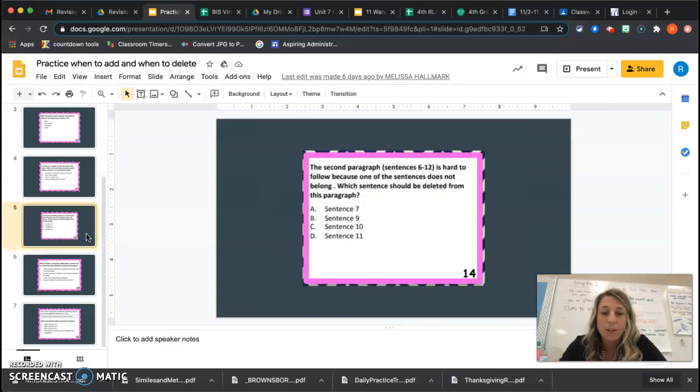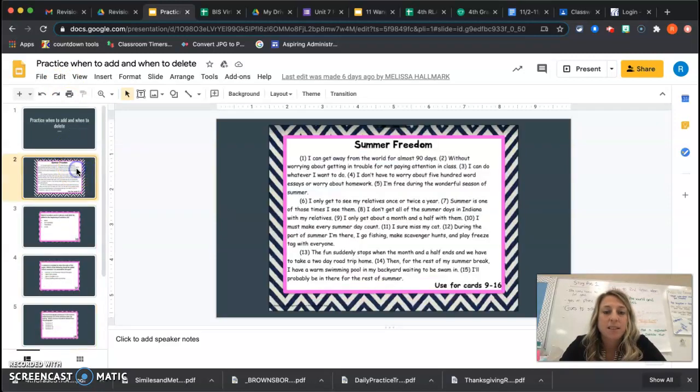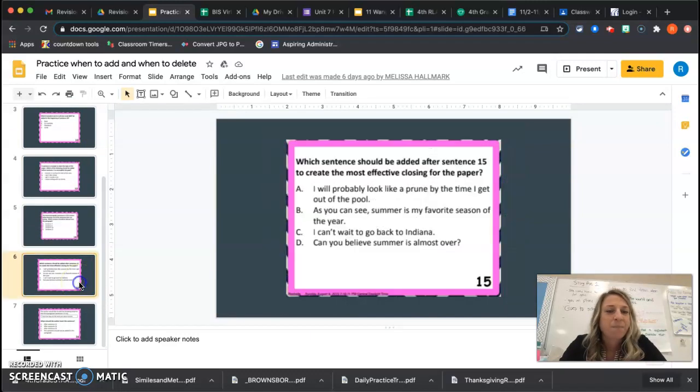So for that one, I would choose D, sentence 11. Sentence 11 says, I sure miss my cat. That has nothing to do with her summer and why she enjoys the summer season. All right, the next one. Which sentence should be added after sentence 15 to create the most effective closing? So we want to close and wrap up her story. So which one of these would be a good one to finish that story out? You can pause it and go back to the story in this video if you need to slide back a little bit.